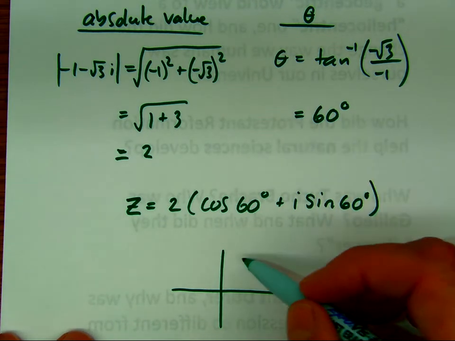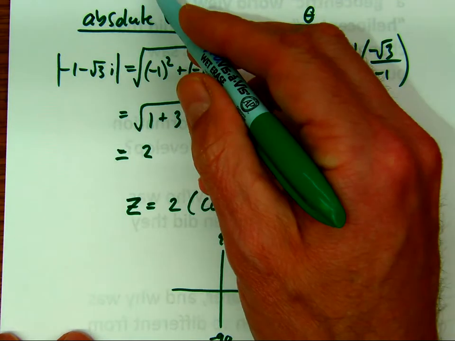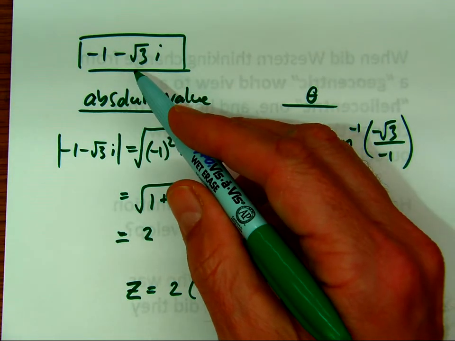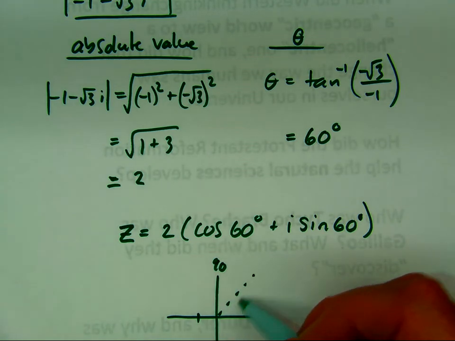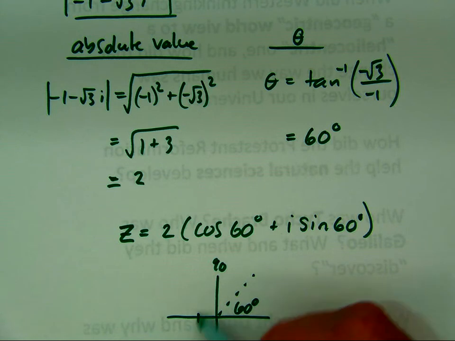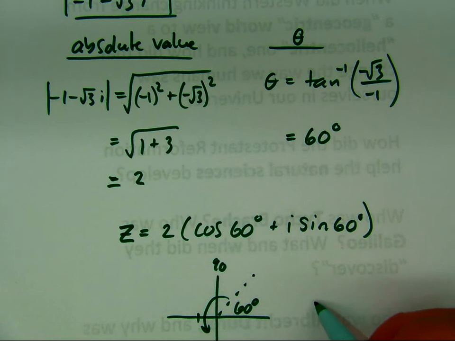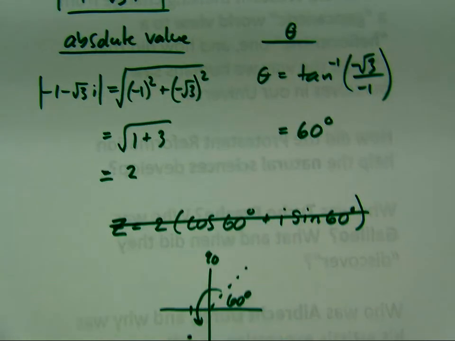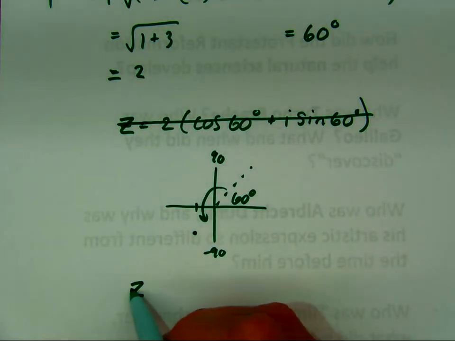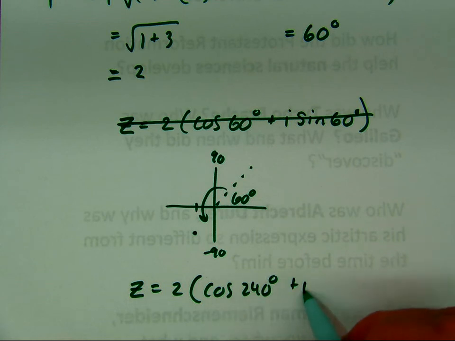Inverse tangent will only give us an angle between negative 90 and 90. But look, this number is in the third quadrant, so we'll be over here. If we have a 60 here, then to get over to where we want to be, we have to add 180. So 60 plus 180 is 240. So instead of being at 60, we're going to be at 240 plus i sine 240 degrees.